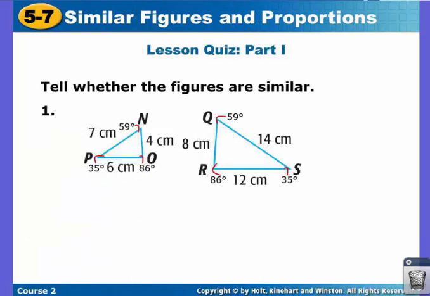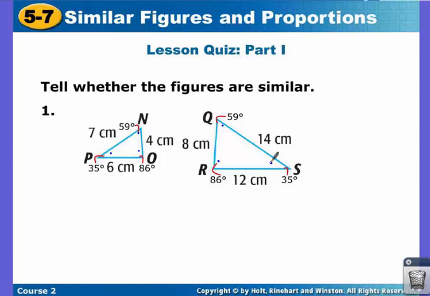So let's kind of finish this up. Let's just answer a couple questions. Let's just see. We have number 1 here. It says, are these figures similar? So step number 1, look at your angles. 59, 59, good. 86, 86, good. 35, 35, good. Okay, my angles are good.